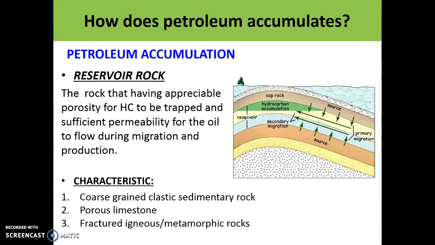So for petroleum to accumulate, we need reservoir rocks. A reservoir rock is a rock having appreciable porosity for hydrocarbon to be trapped and sufficient permeability for oil to flow during migration and production. The characteristic of that rock must be coarse grained clastic sedimentary rock, any porous limestone, or any fractured igneous and metamorphic rock. And the timing between the accumulation of organic matter, petroleum maturation, petroleum migration, and trap formation has to be vital.